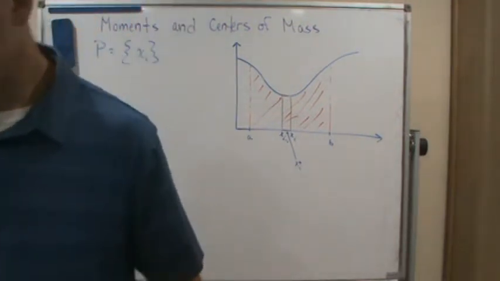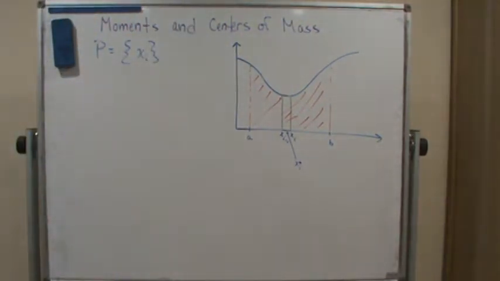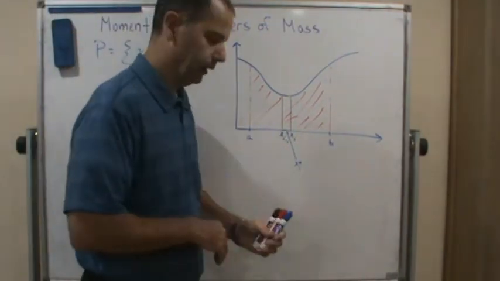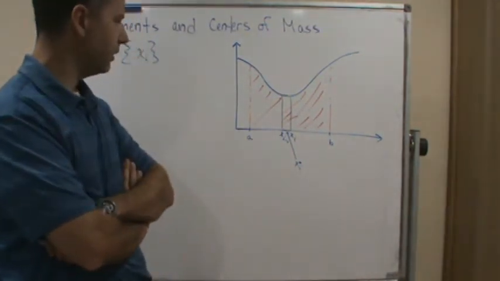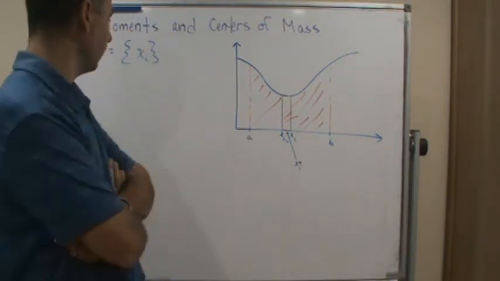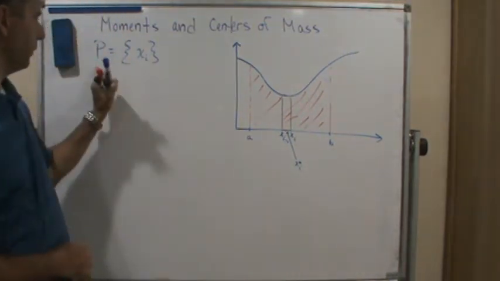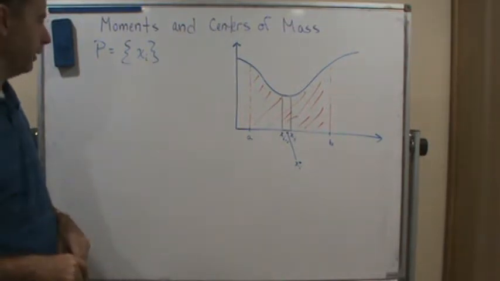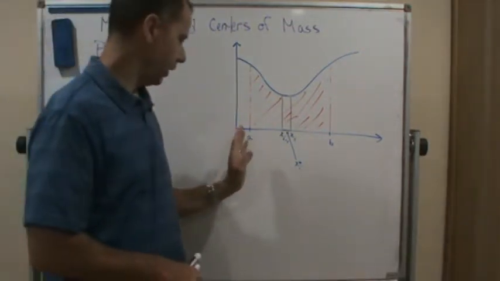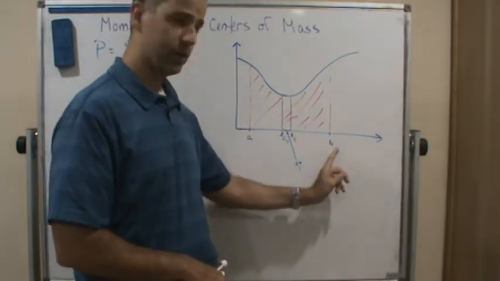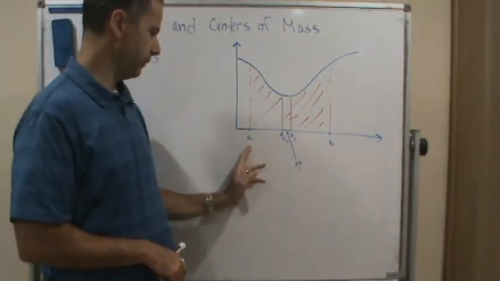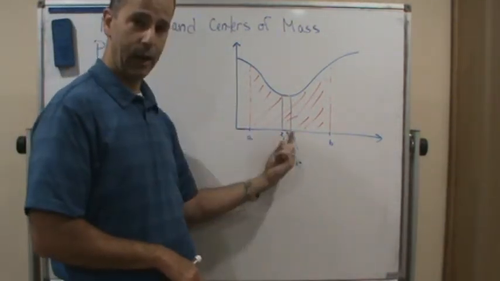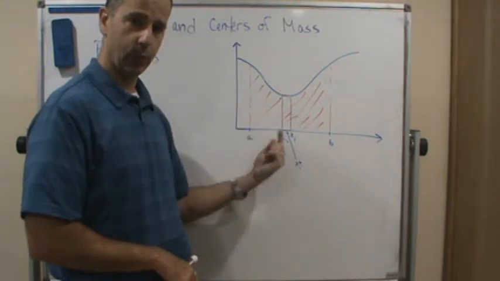Okay, so let me get my markers. So what we're going to do, again, is under the assumption of constant density. We're going to take a regular partition of n subintervals, so we're assuming regular subintervals. We're partitioning the interval from a to b, where the interval bounds the region that we're interested in.